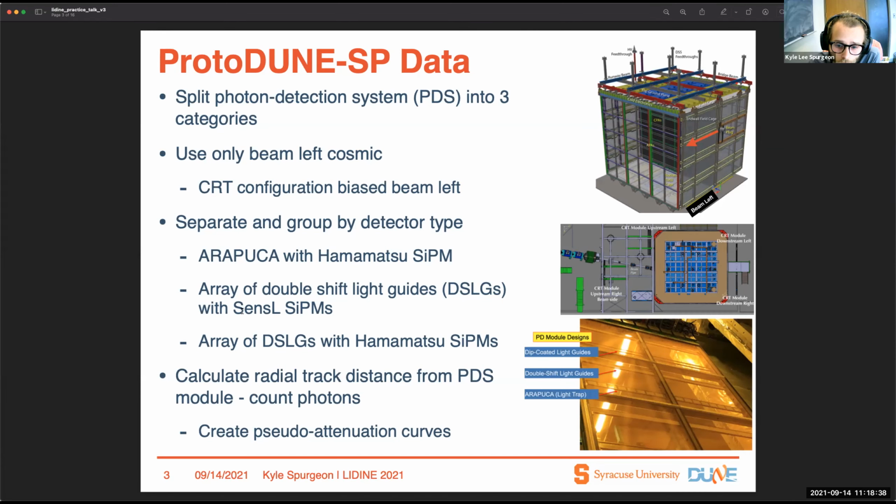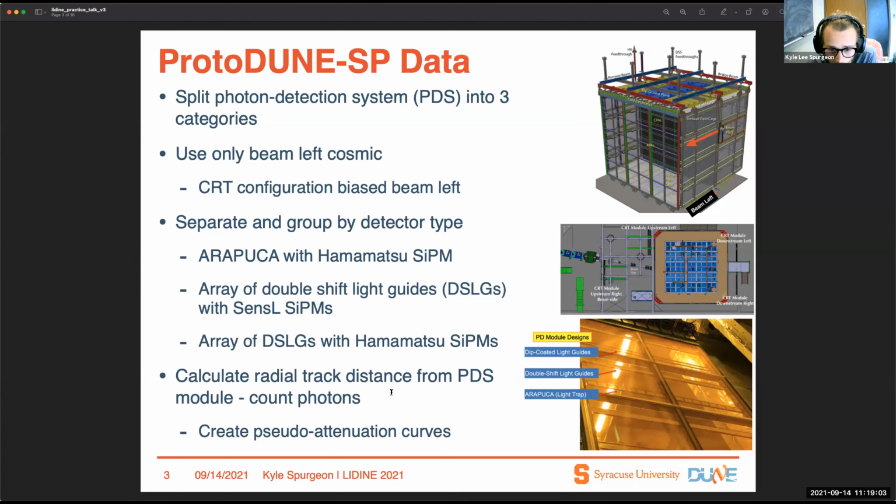And you bunch the number of photons read out by these detector types. Like I said, you have a single Arapuca with some type of Hamamatsu silicon photomultiplier on the beam left side. It is directly center. As you can see with my mouse here, it sits right here. And then you have two of these different arrays of double-shift light guides that are scattered throughout the other three sections of the APAs.